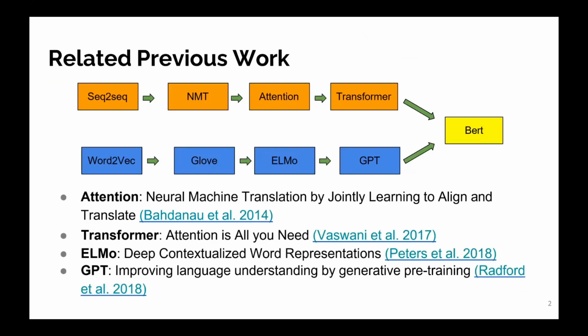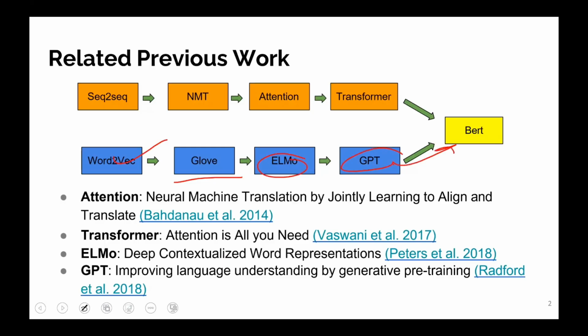So the previous work until now: we had the sequence to sequence model, and then we said, okay, let's go for neural machine translation. When we went to neural machine translation, there was a need for an attention mechanism, which led to the transformer model. Regarding word embeddings, we started with Word2Vec, then went to a little more advancement on Word2Vec, which is GloVe. ELMo is another way to do word embeddings. Then we come to GPT, and finally we came to BERT.